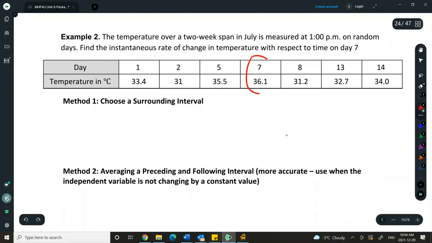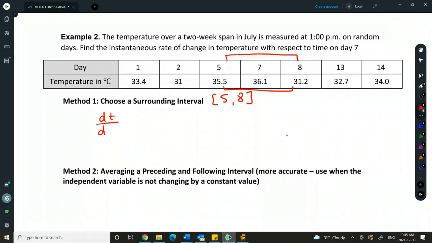Okay, so how is the temperature changing with respect to the day? So method 1 would be we choose a surrounding interval. This is the interval that, of course, surrounds 7. It would be the interval from 5 to 8. And we already have our values for this. It's 35.5 and 31.2. So if I'm finding delta temperature over delta, I guess it's also time, so we can say delta day. Change in temperature with respect to the day.